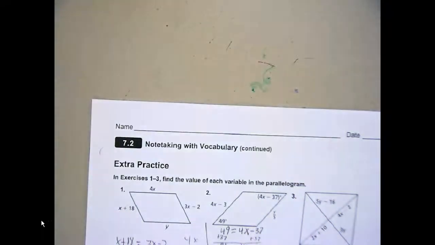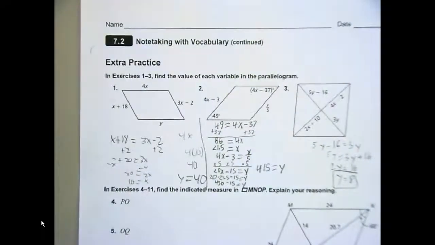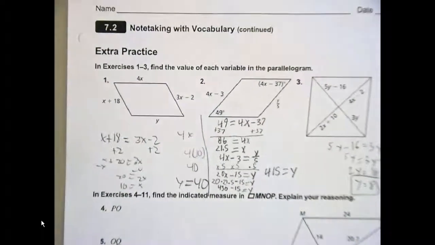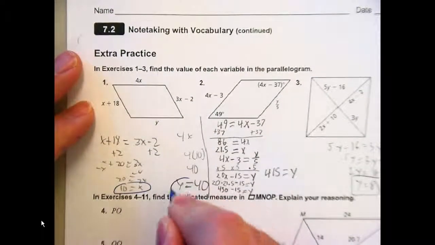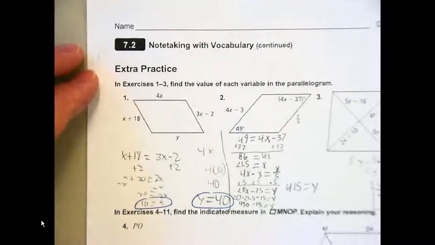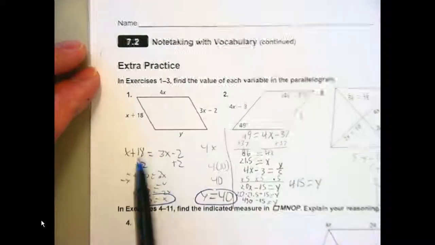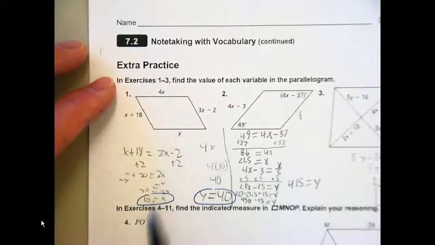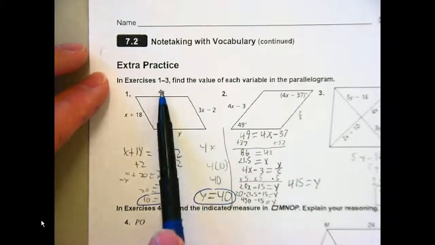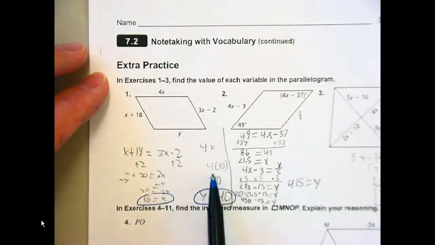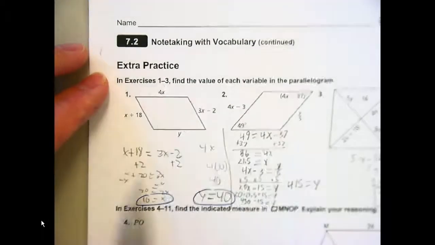All right, check them out. So 1 through 3, we've got our work here. Number 1 looks like we have a solution of y equals 40, x equals 10. Remember, you're setting your sides equal to each other, so this side equals that one. Once you find x, you can plug that in for 4x, and that's 40, so y equals 40 because opposite sides are equal.